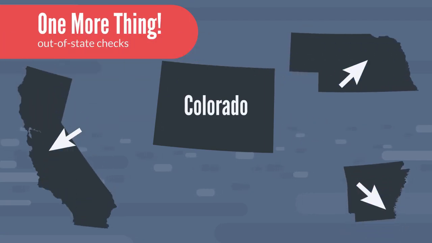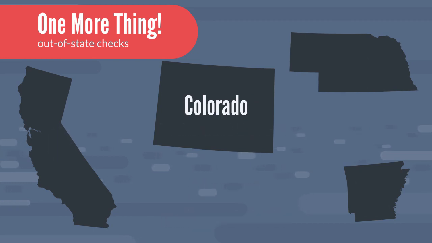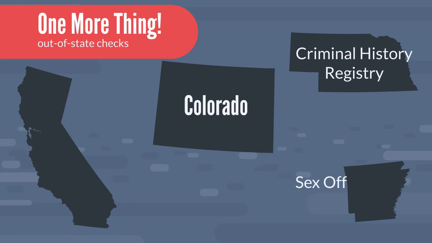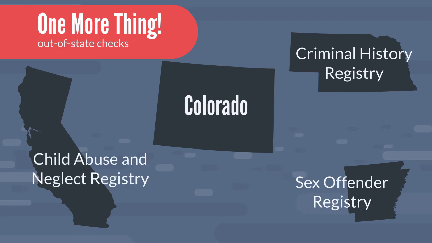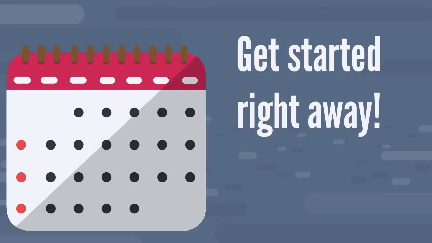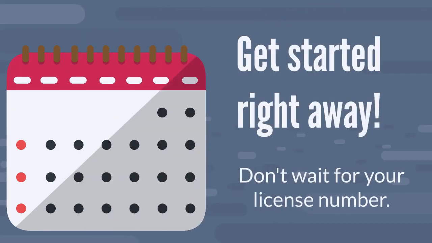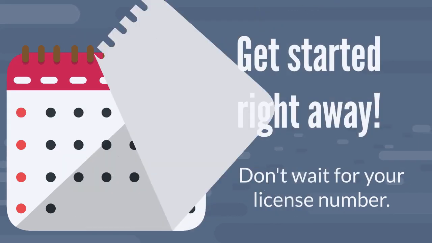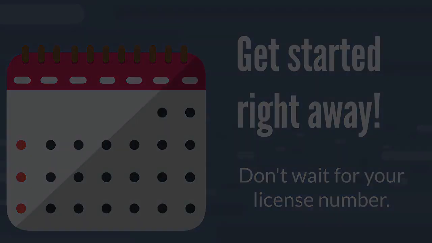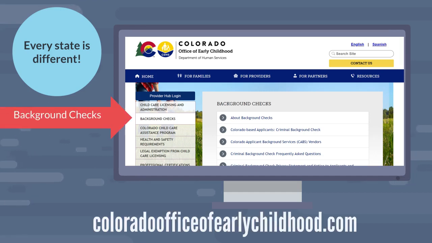There's one more important thing you should know about background checks. If you've lived outside of the state of Colorado in the past 5 years, you'll need more background checks done. These will gather information from every state you've lived in by checking each state's criminal history registry, sex offender registry, and child abuse and neglect registry. These extra background checks will take more time, so start the process as soon as you can, so that you can submit the results to licensing. You do not have to wait for a license number to start the out-of-state background check process. Now, every state handles background checks in their own way, so if this applies to you, please find more information on the Office of Early Childhood website under the Background Check tab.